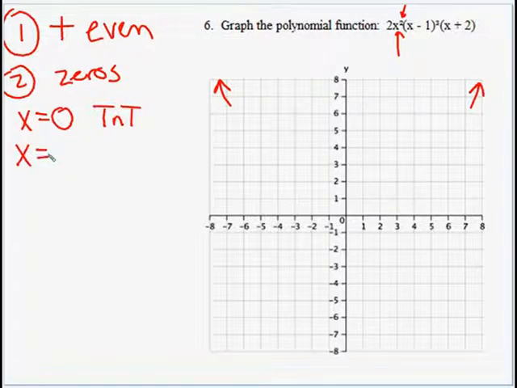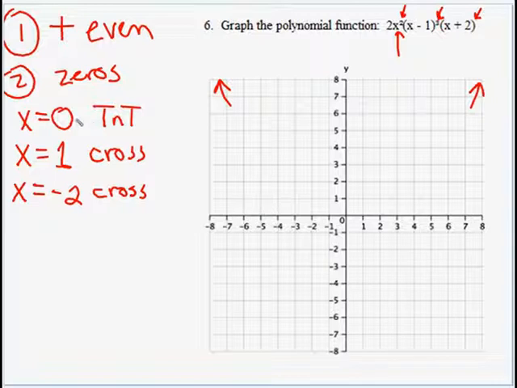Our next 0 would be the next term. x minus 1 equals 0, we add 1 to both sides and get a 0 at x equals +1. And that is odd multiplicity, so we're going to cross. Last term, x plus 2 equals 0. Subtract 2 from each side. x is -2. Odd multiplicity, first power, so we will also cross.